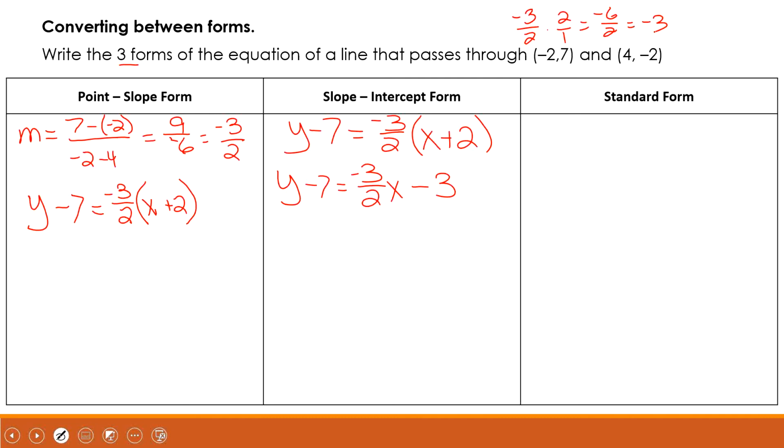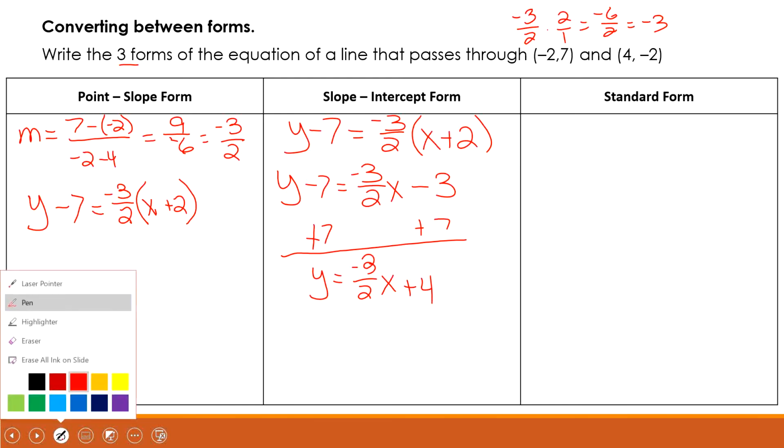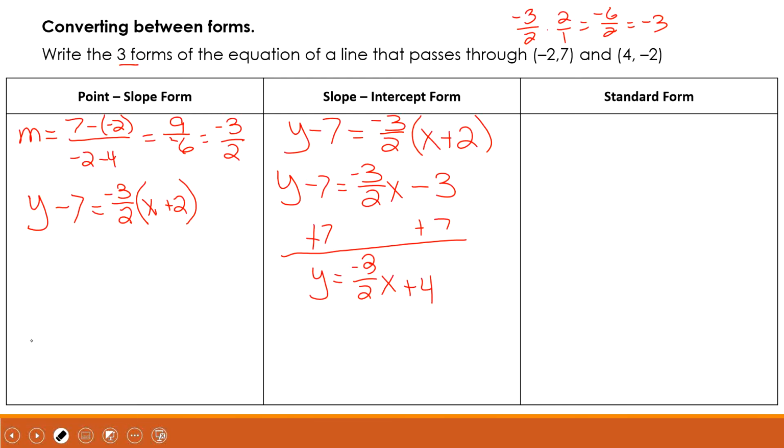All right, my last step to get y equals mx plus b, I need y by itself on the left. So I add 7 to both sides. I end up with y equals negative 3 over 2 x plus 4. Everybody see what I did there? Everybody understand how we get to that point?